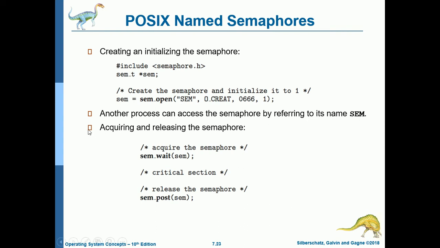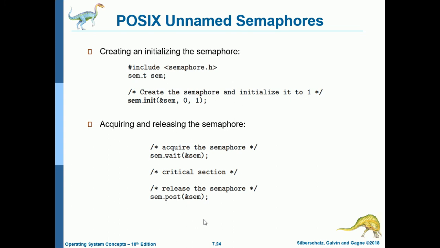And next is acquiring and releasing the semaphore. To acquire the semaphore, we have sem_wait and then the semaphore. Then, of course, it will undergo its critical section. To release the semaphore, we have sem_post and the corresponding semaphore. So this is for the POSIX named semaphore.